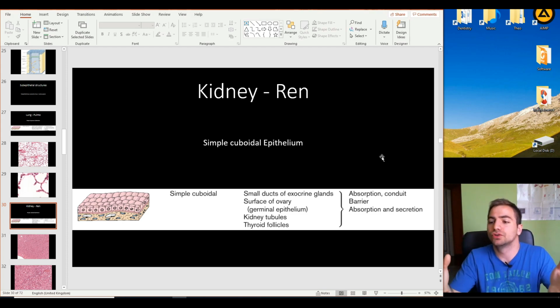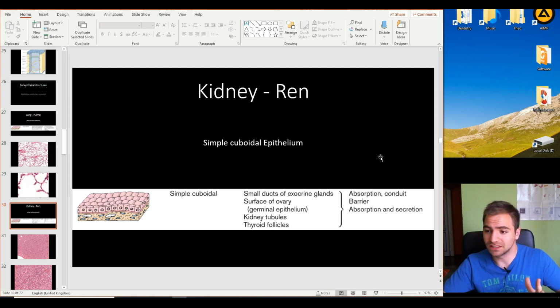So let's move on to the cuboidal epithelium. One typical example of cuboidal epithelium is in the kidney. Of course, the function of the kidney is filtering of the blood, clearing of the plasma, and of course to absorb some ions and to secrete some ions as well. So the typical function of the cuboidal epithelium in the kidney is absorption and secretion. So let's actually see the structure.